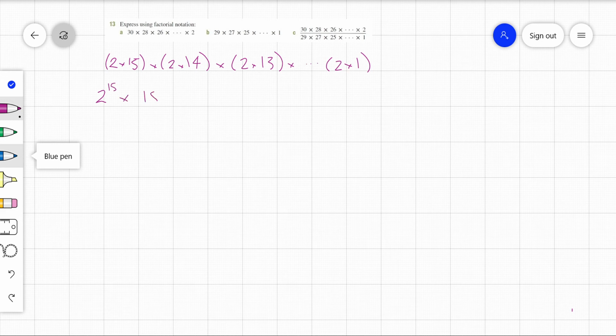And then we've got 15 times 14 times 13. So all I've done is just take those 2s out. So you can see that's 2 to the 15 times 15 factorial.